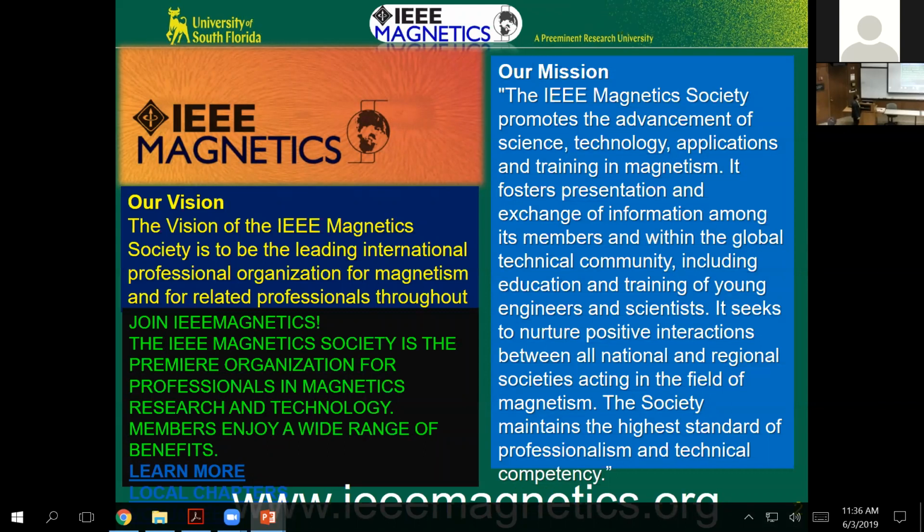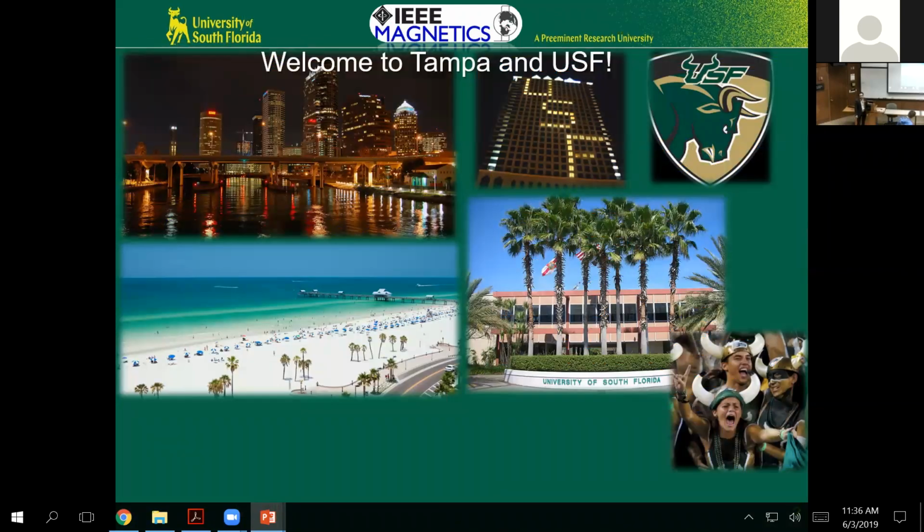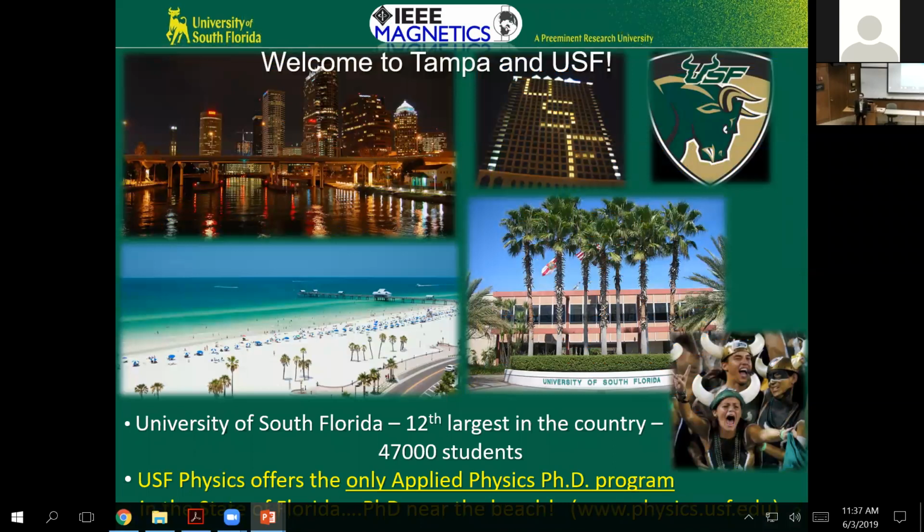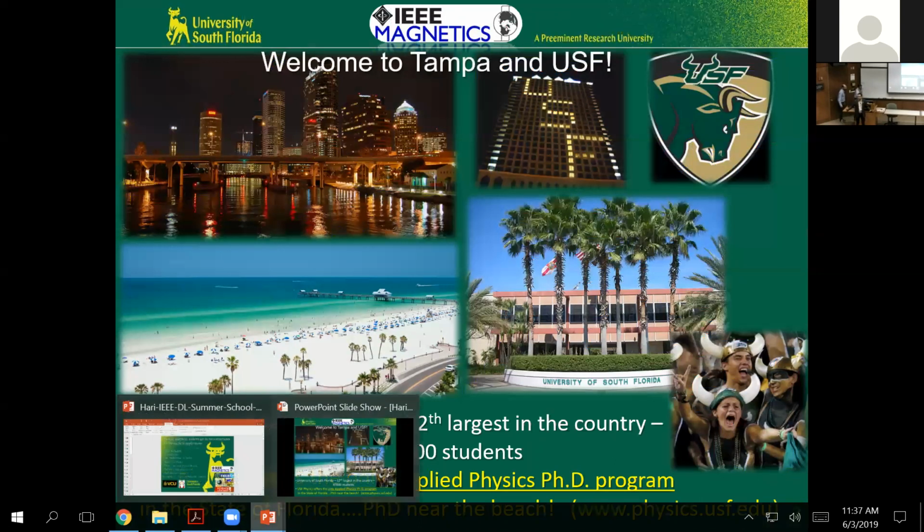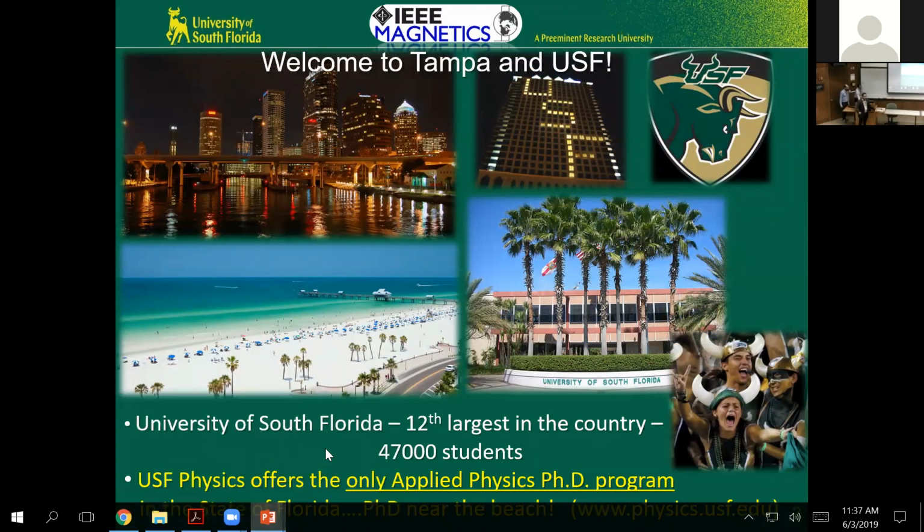Let me also take this opportunity to welcome you to my city of Tampa, and my university, University of South Florida. We are a pretty large publicly funded university. We are one of the 12th largest in the United States, with 47,000 to 48,000 students. Something about my department is that we offer a PhD in applied physics. This is unique to the state of Florida. There are other big universities in Florida, and it turns out that we offer a PhD in applied physics.